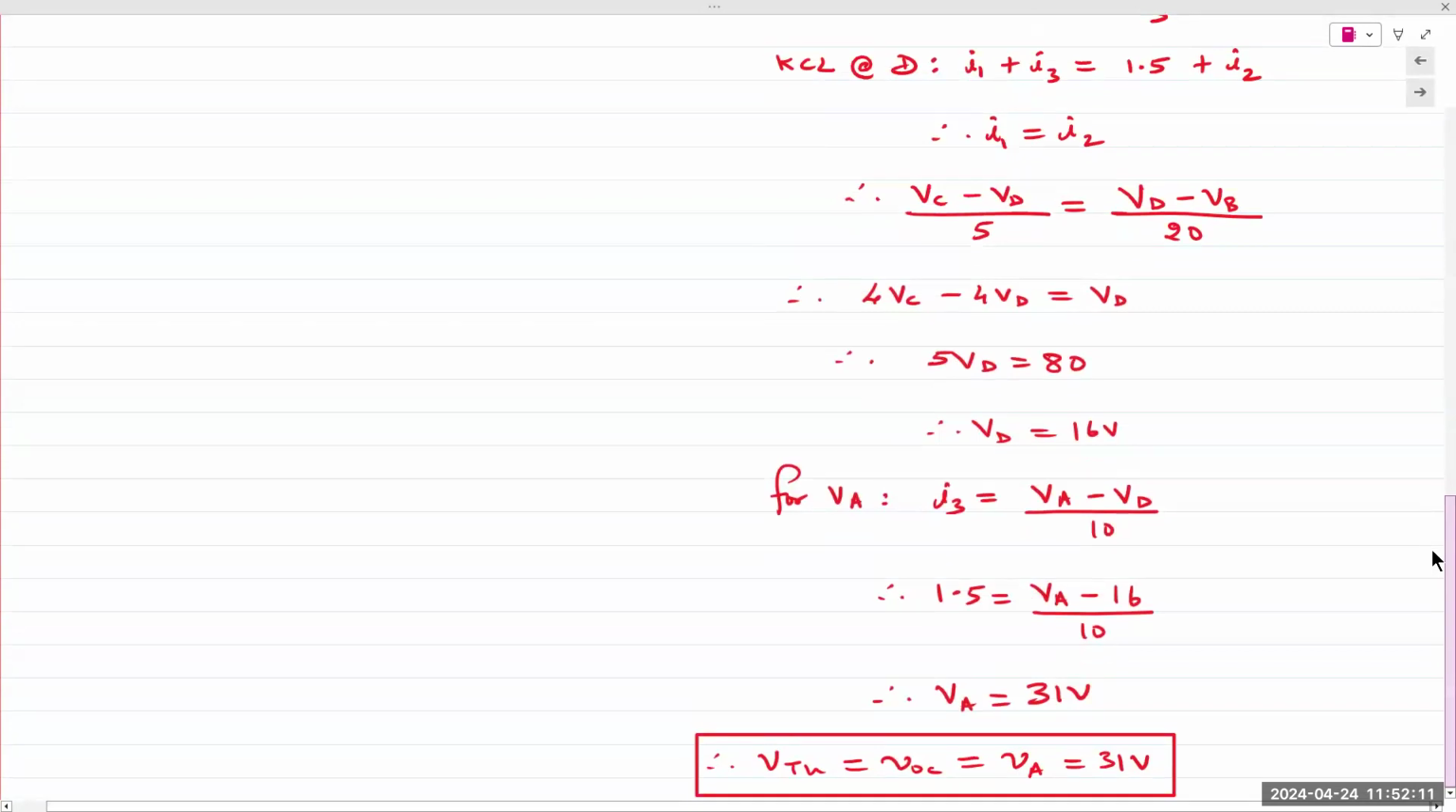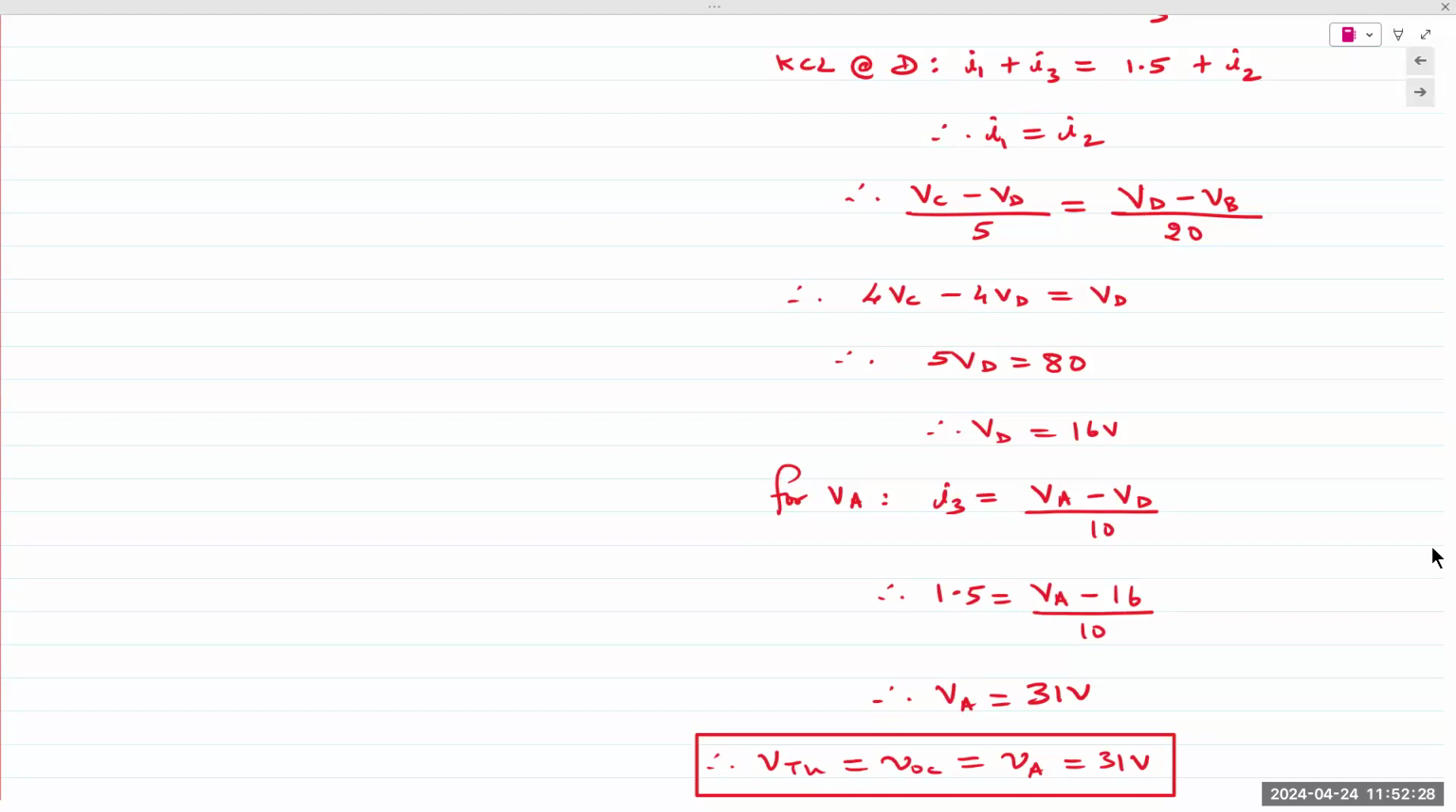That was the node voltage analysis method. In years past, I've solved this using superposition. Superposition requires me to split up for both sources: one analysis for the voltage source, one analysis for the current source.